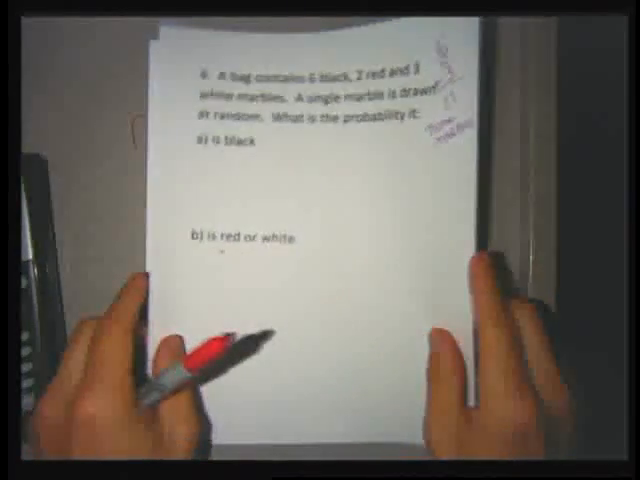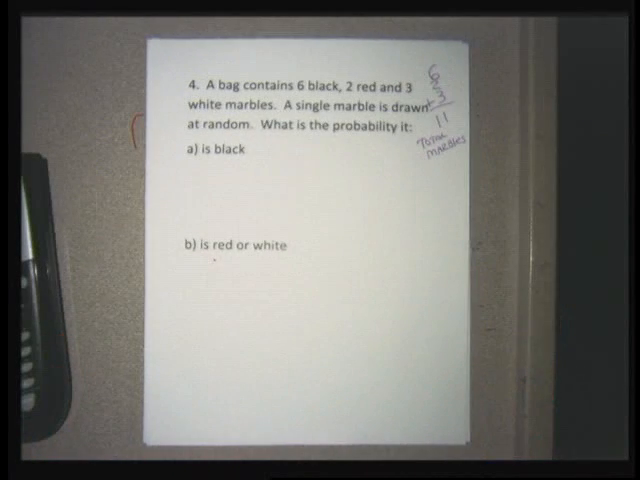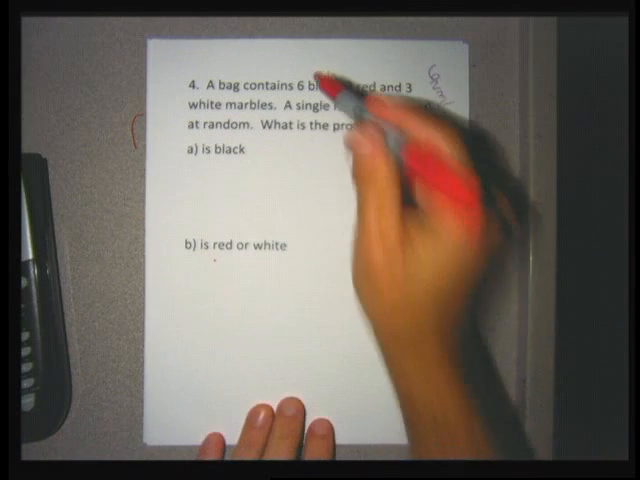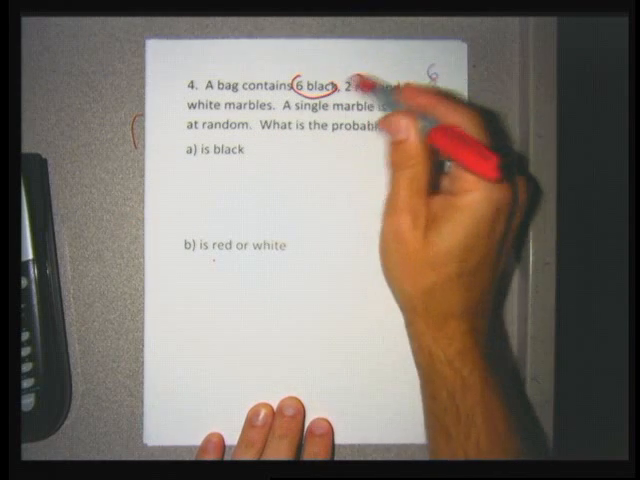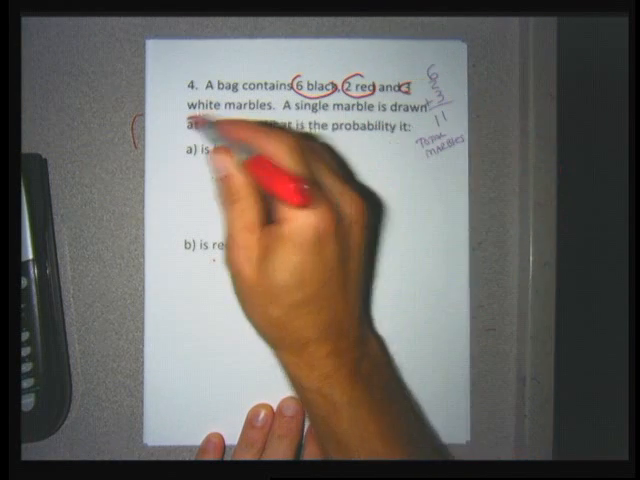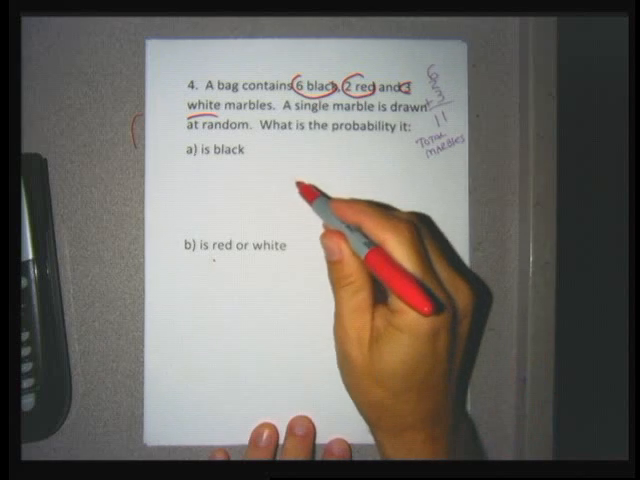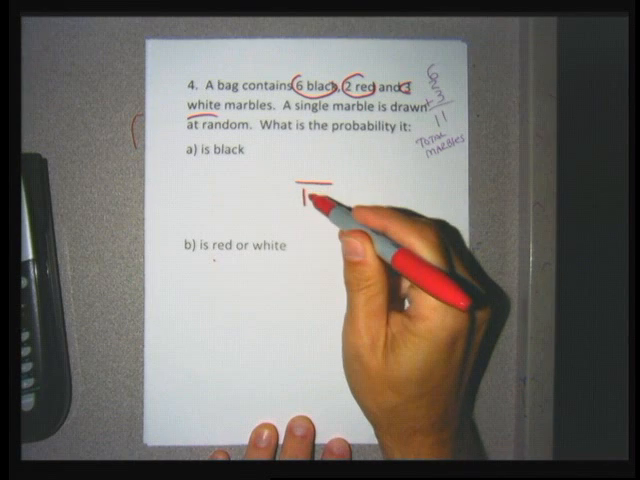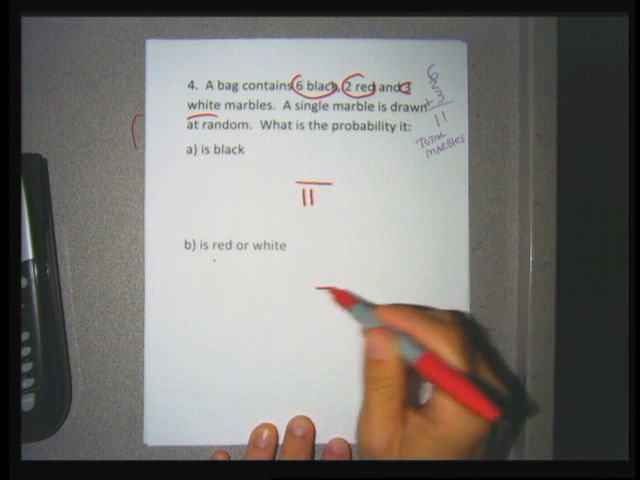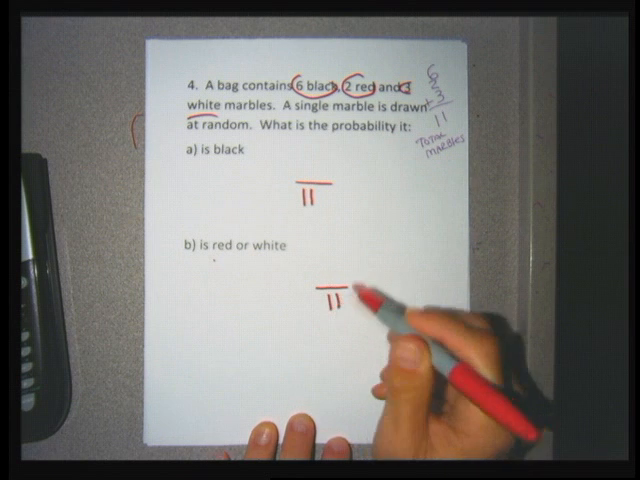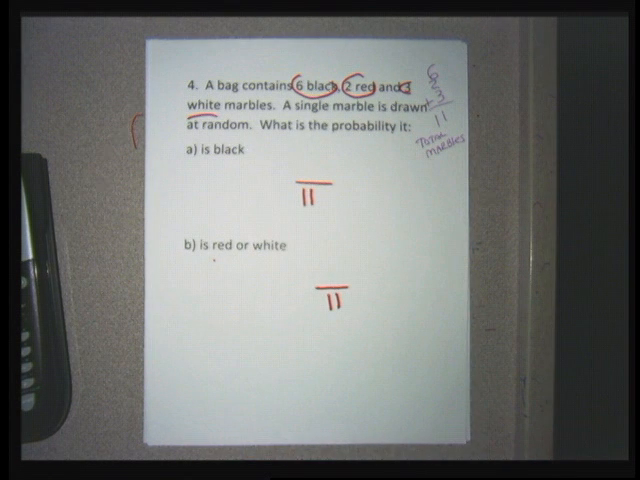For number 4, there's a bag that has marbles in it. There's 6 black, 2 red, and 3 white. So immediately, just like I did with the dog problem, I added up those numbers. So this bag has 11 marbles. I'm drawing a single marble from the bag. The denominator for each of the probability questions that's asked in number 4 is going to be 11 because there's 11 marbles in the bag and I'm picking one of them.